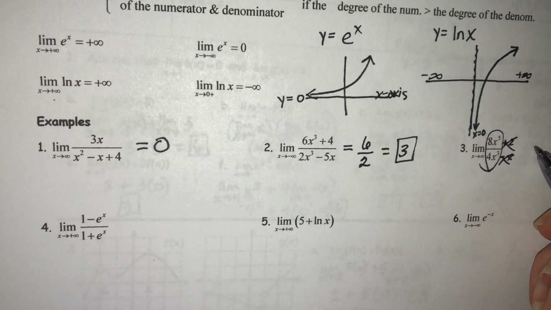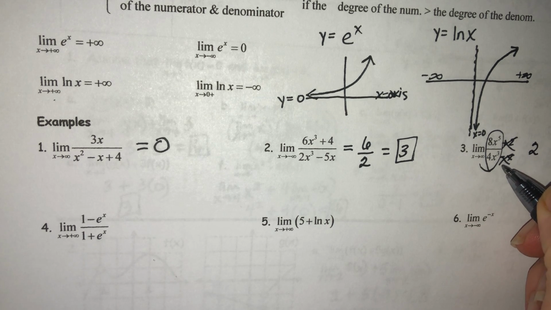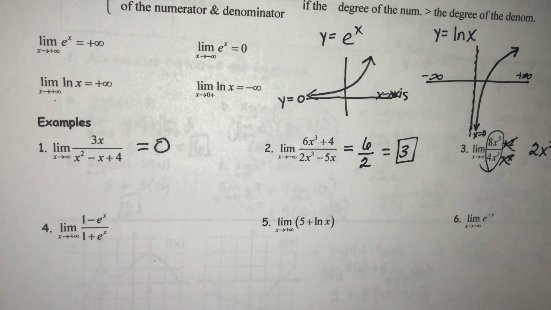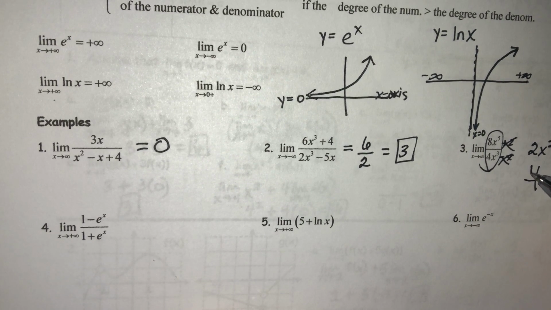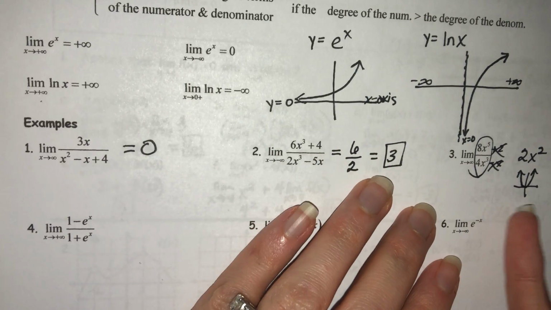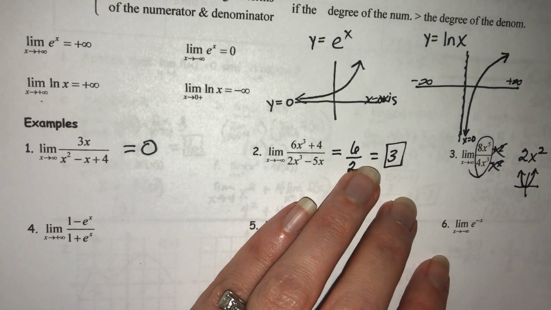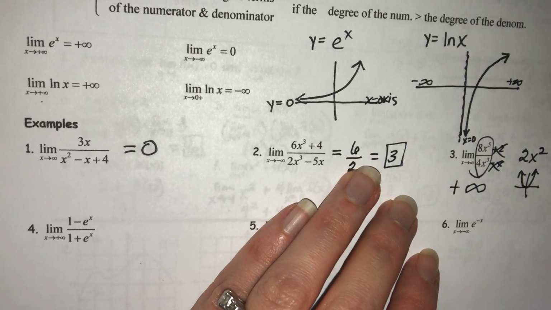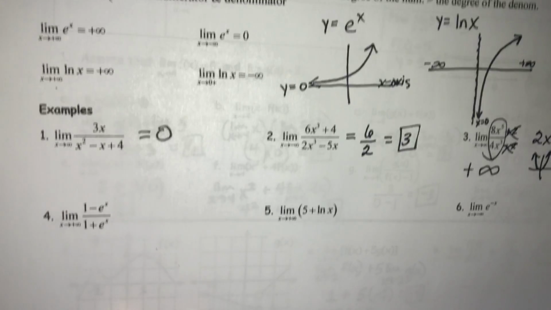What is 8 divided by 4? 2. What is x to the 5th divided by x to the 3rd? You subtract those powers. 5 minus 3 is 2. So 2x squared. Can you picture the 2x squared graph in your head? It's a parabola multiplied by 2, so it's a little steeper, but it goes up on both sides. So as x goes to positive infinity on the right, this graph is going up to positive infinity. You could also say that it does not exist.